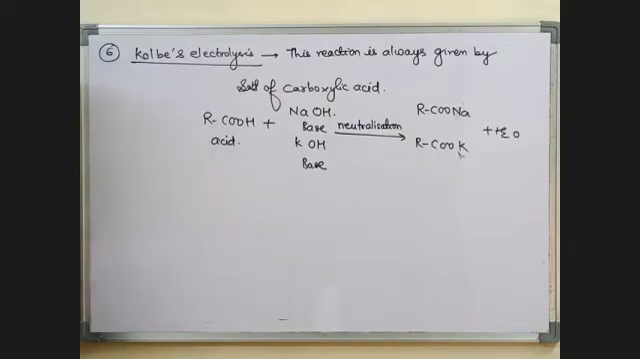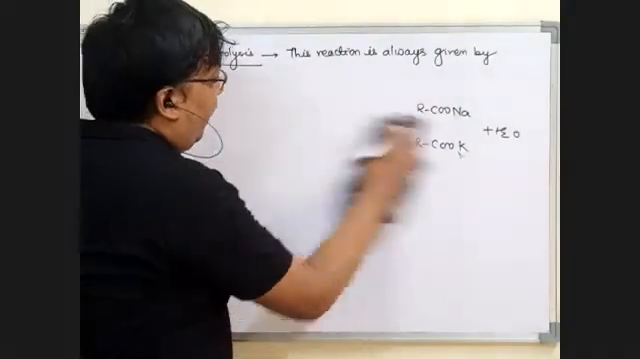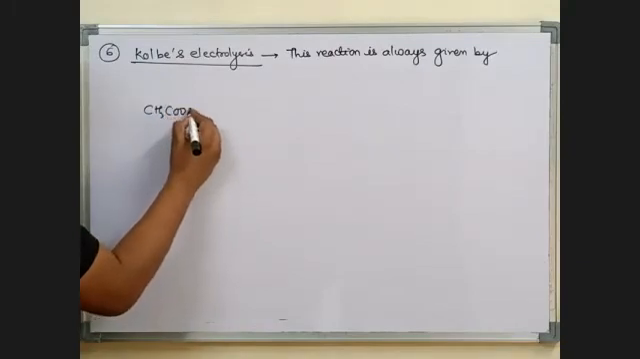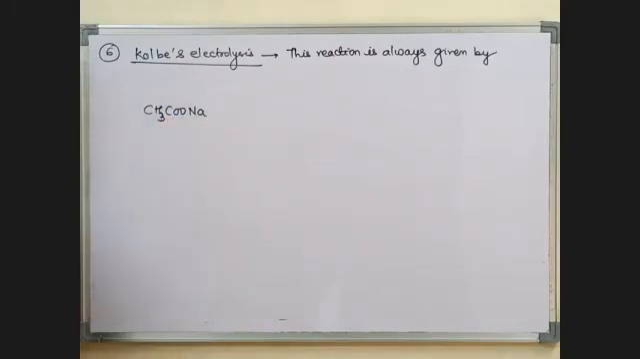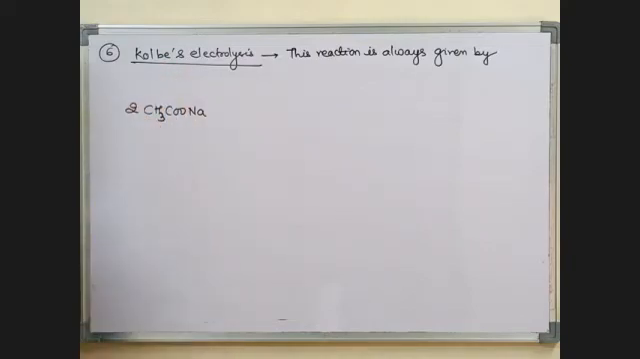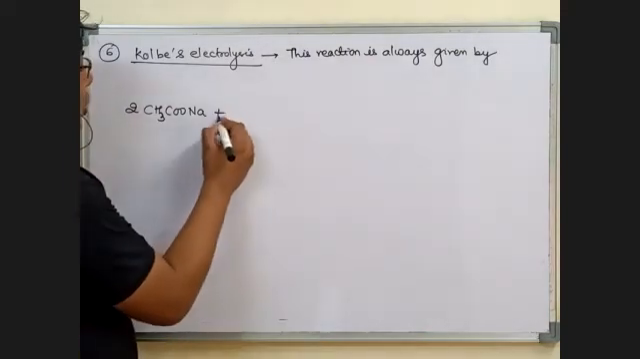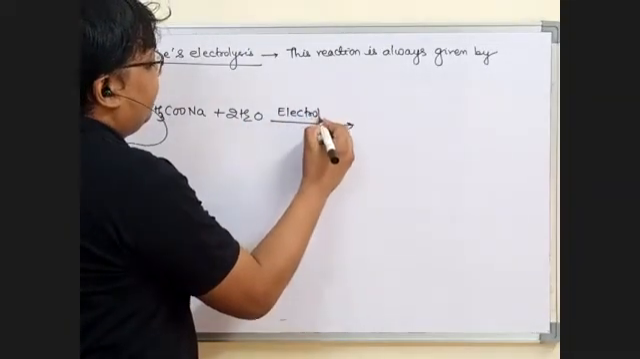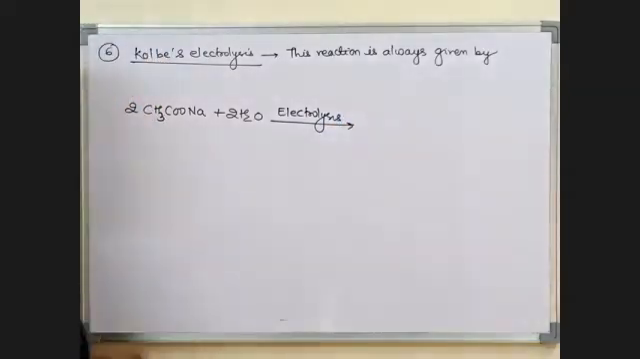In Kolbe's electrolysis, student, I want a sodium carboxylate. This is the salt of carboxylic acid, students. In Kolbe's electrolysis, always 2 moles of sodium carboxylate are required. 2 moles of this. And student, 2 moles of water are required in this reaction. And student, this reaction undergoes electrolysis, students.